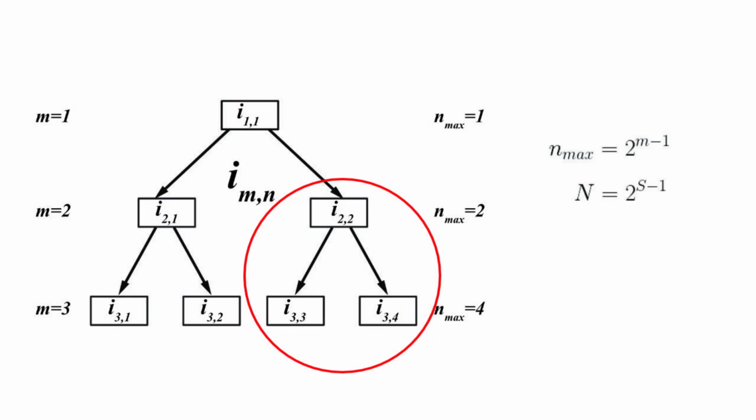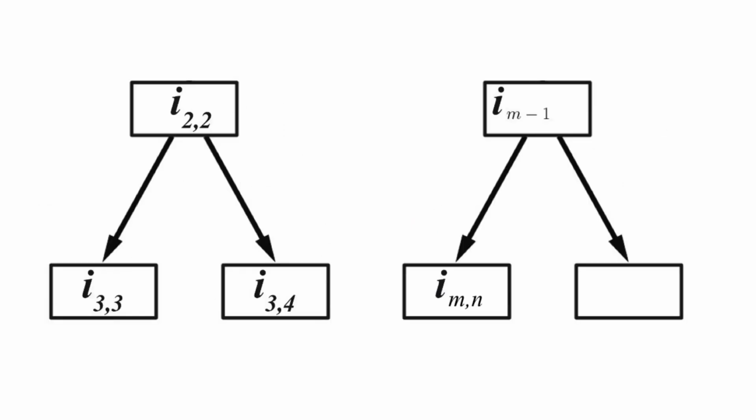Now, let's examine the branch. Take this branch for example. The parent stage is M minus 1, and the parent's pool number is half of the children's. If it's not an integer, then we round it up using the ceiling notation. The value of I(M,N) depends on its parent's value. I wrote this fact in a formula.